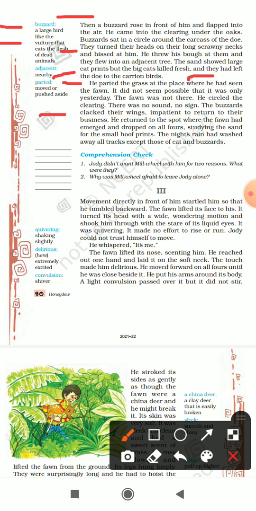He returned to the spot where the fawn had emerged and dropped on all fours, studying the sand for the small hoof prints. The night's rain had washed away all tracks except those of cat and buzzards. So he was not able to see the fawn at that place, and the buzzards were waiting impatiently to come back to the carcass of the doe to eat the flesh. And Jody was studying everything. He was watching the footprints on the sand, and because of the rain of the last night, he was not able to see the prints except the footprints of the big cats.